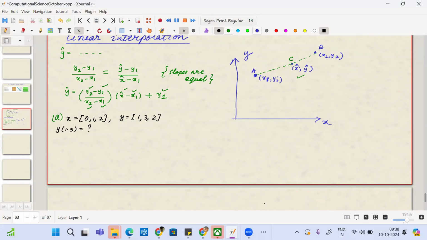So what you have? Instead of 2 points, you have 3 points actually here. So what are these points? X equals 0, and then at x equals 0, you have y equals 1. At x equals 1, you have y equals? Yes. Let us consider 3 here. So you have 3 here. This is 1 point. This is 1 point. At x equals 2, you have y equals 2.